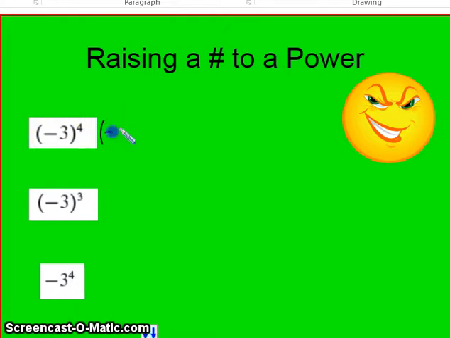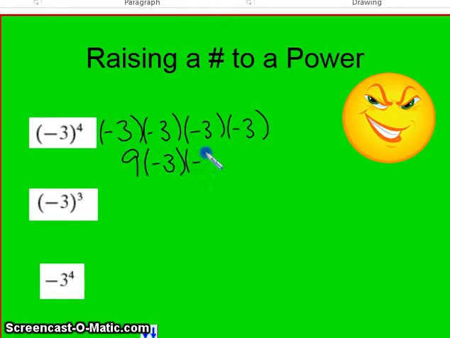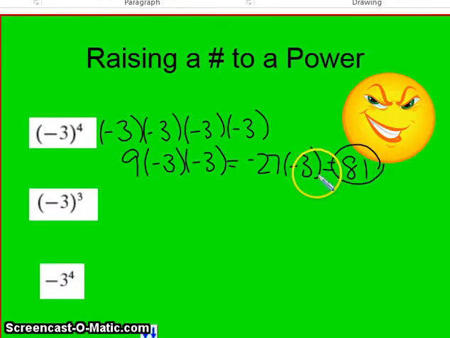That means we're multiplying negative 3. So that's a negative 3 times a negative 3, etc., 4 times. And we multiply left to right. So negative 3 times a negative 3 is a positive 9. And then I've got my other two negative 3's hanging on here. Positive 9 times negative 3 is a negative 27. And then I've got that last negative 3. And then here I've got a negative times a negative, so my answer is a positive 81. So negative 3 to the fourth power is positive 81.